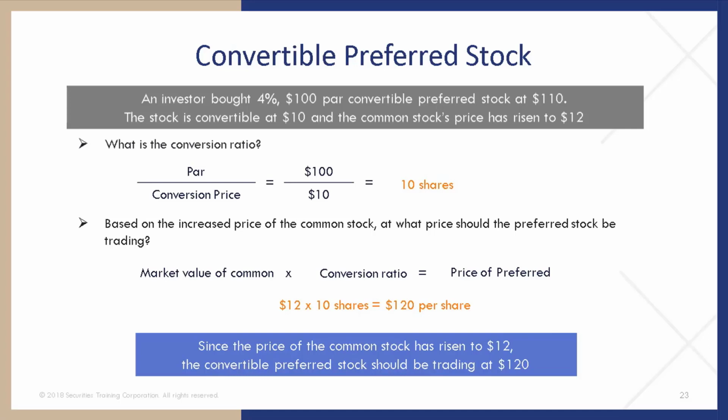So if you bought it at 110 and the common stock has risen, then the preferred stock should rise to at least 120. We were assuming when you bought the stock, the stock price was not $12 a share, and the price increased from $10 a share to $12 a share, and therefore the price of the preferred stock rose accordingly. Let's do another activity.